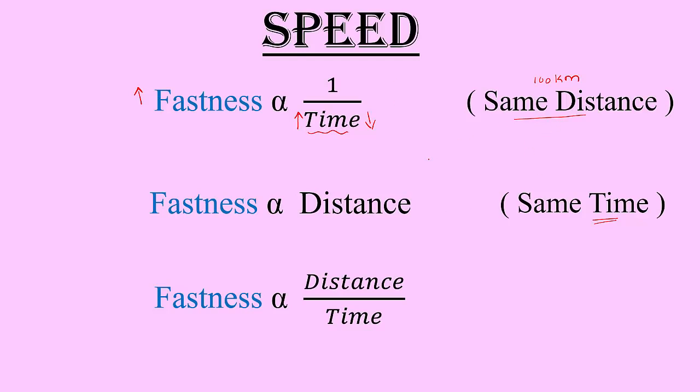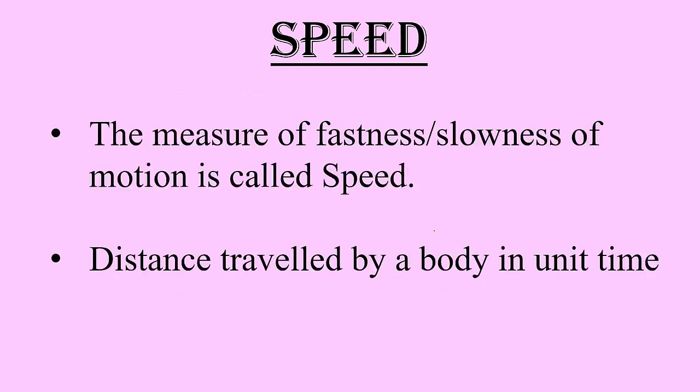So let us combine these two equations. The first equation is fastness is inversely proportional to time, and the second one is fastness is directly proportional to distance. Let us combine these two equations. So we can write fastness is proportional to distance divided by time. So here, using this equation 3, how do we define speed?